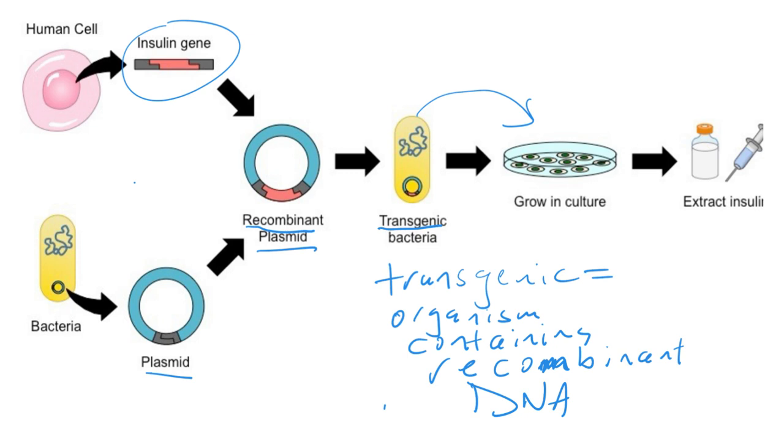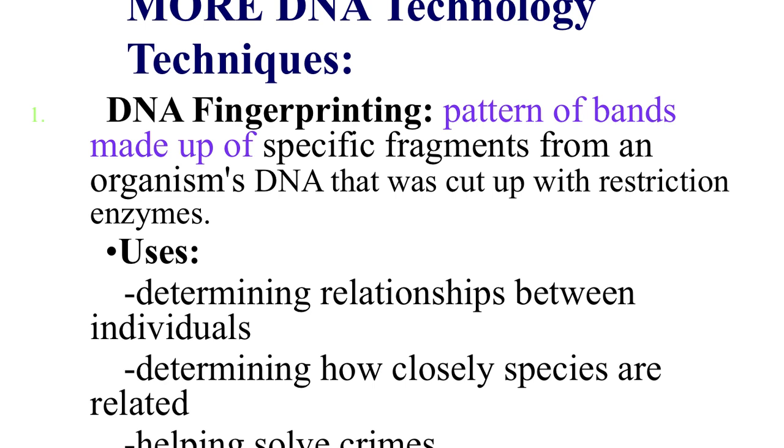They do this in a big giant tank. They don't just use culture. So they do it on an industrial scale. Then the insulin is purified and given to diabetics. Okay, another way we use DNA technology and the restriction enzymes is for DNA fingerprinting.